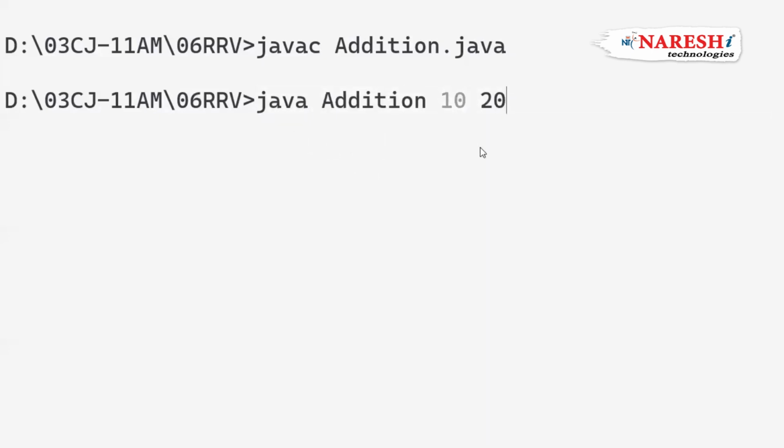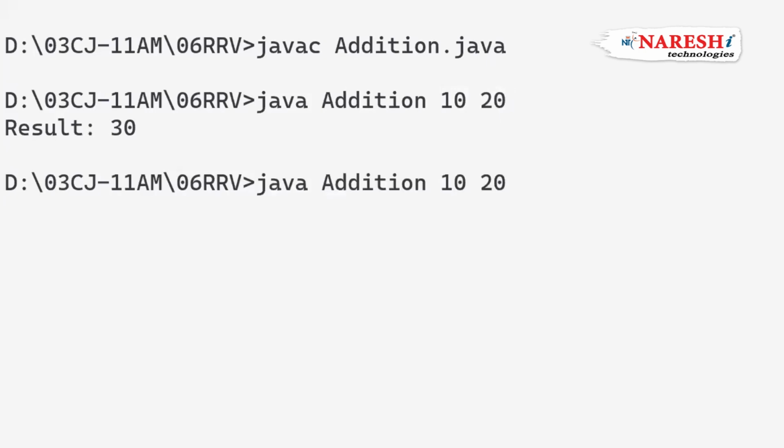Now, when you see this line, can you visualize the array object in the background? Inside the array object, 0 location is 10, 1 location is 20. What is the name of this 10? Args of 0. What is the name of this 20? Args of 1. Inside the Addition program, what is the first line executing? Int a equal to Integer dot parseInt of args of 0, 10. Int b equal to Integer dot parseInt of args of 1. Then 10 plus 20, result 30. Are those values still available in the Addition class? No, destroyed.